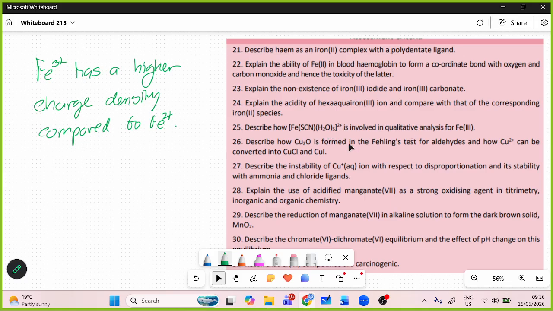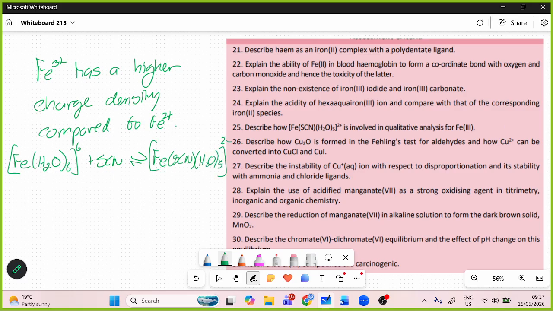Describe [Fe(SCN)(H2O)5]2+. Describe how the thiocyanate ion is used in qualitative analysis of Fe3+. This is literally a practical one. I honestly do not really agree that they give it to you here, but this is a bright red solution. So it turns from brown to bright red. It's unmistakable.